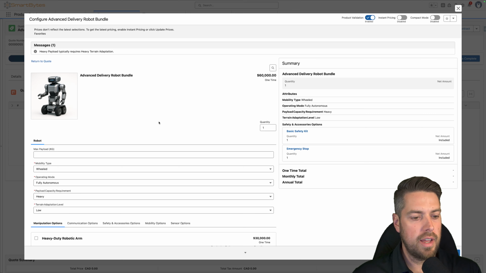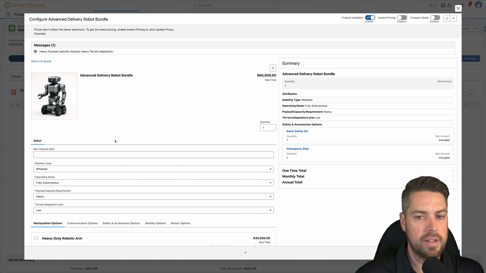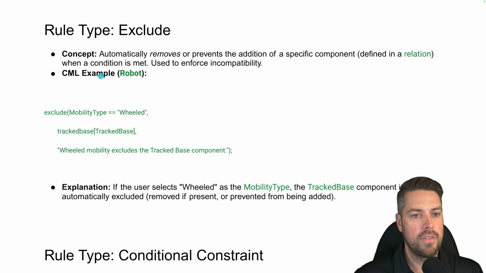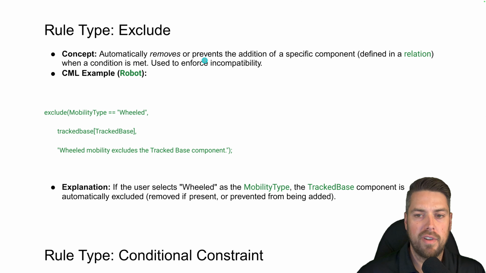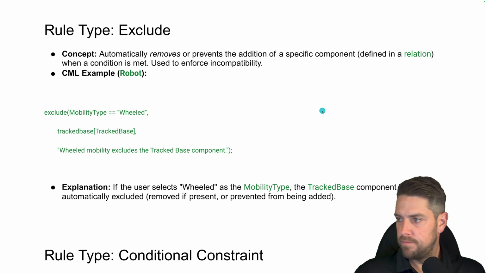The next rule we'll look at is how to exclude specific products based on other selections. So if you want to automatically remove or prevent the addition of a specific component from a relationship, right, so a product option based on other selections. In our example, we'll look at if we set mobility type to wheeled, then we should exclude the track base from being selected as an option within the bundle.